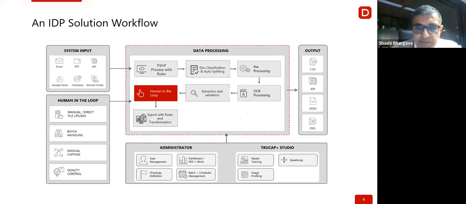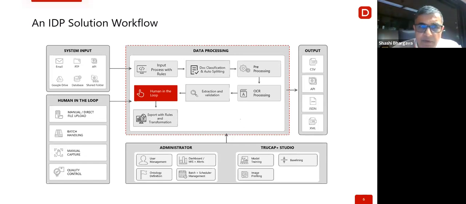Apart from that, yes, the dashboard has the complete MIS and complete audit trail: what has happened in the system, what was extracted, what got changed, what the accuracy rate is, and what time was taken by the human review. All those kinds of things are basically an inbuilt part of the IDP.